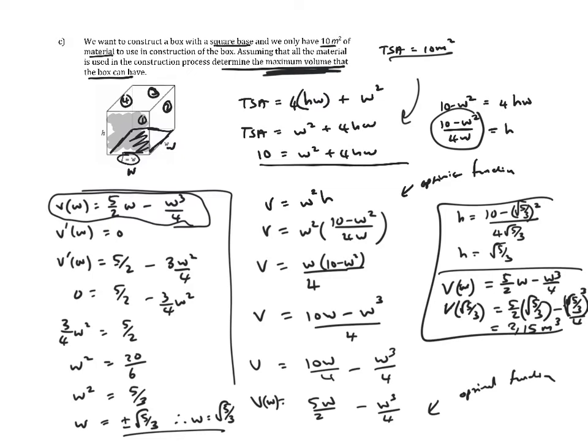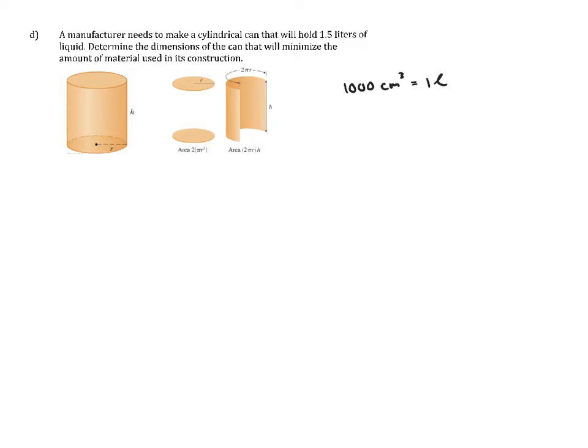Alright, so for this question D, there's only one thing. I'm not sure if you guys know this, but 1,000 cubic centimeters is equivalent to 1 liter.